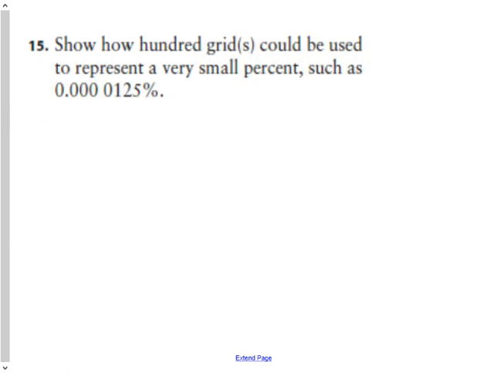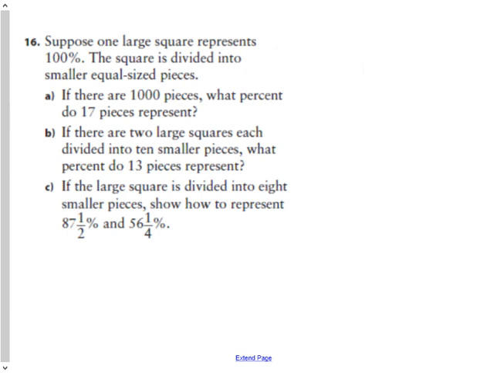Question 15, we could skip 15 because it was too difficult. And question 16, our last question, it says, suppose one large square represents 100%. The square is divided into smaller equal-sized pieces. If there are 1,000 pieces, what percent do 17 of those 1,000 represent? Well, the first thing I need to say, if there's 1,000 pieces, then our denominator is 1,000. And our numerator would be 17. That's 17 pieces out of 1,000.